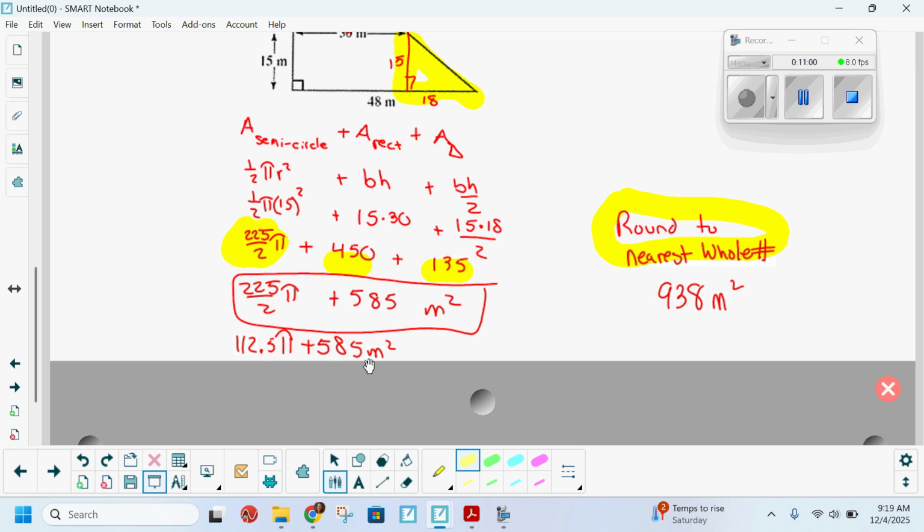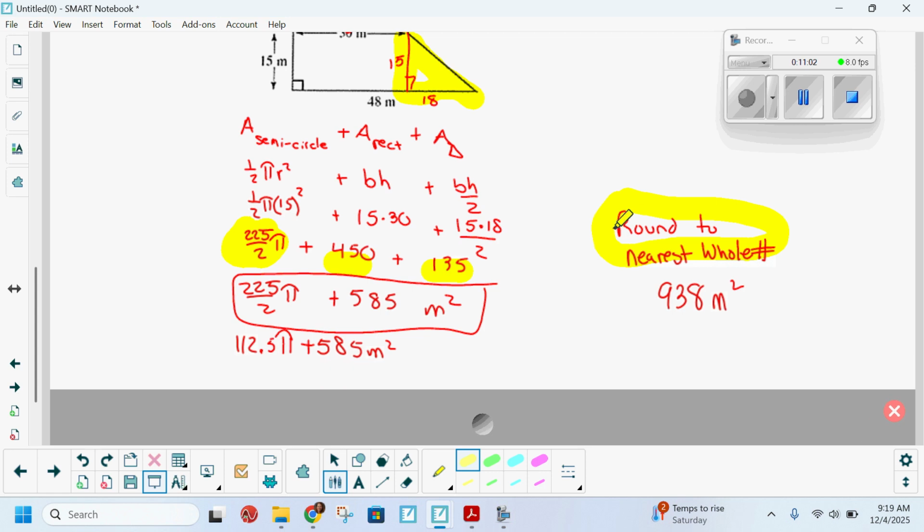And that's totally fine. But if the question had said round to the nearest whole number, you would then put this whole thing or this whole thing in your calculator and press enter, and that would be rounded to the nearest whole number. So if it doesn't say to round, your answer will have pi in it if you're working with a circle or a semicircle.